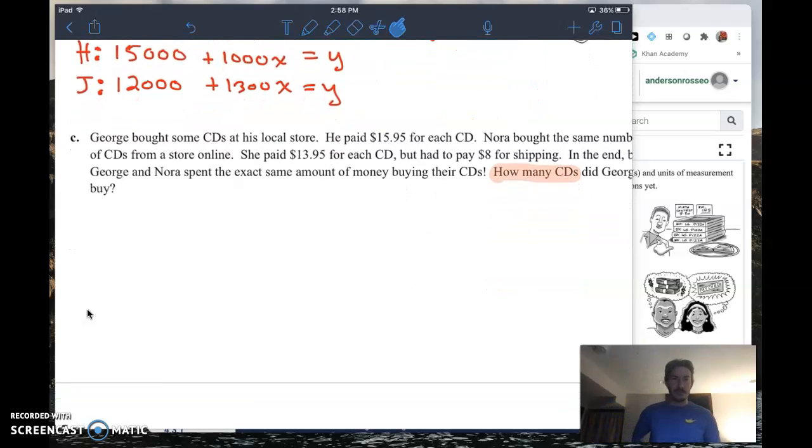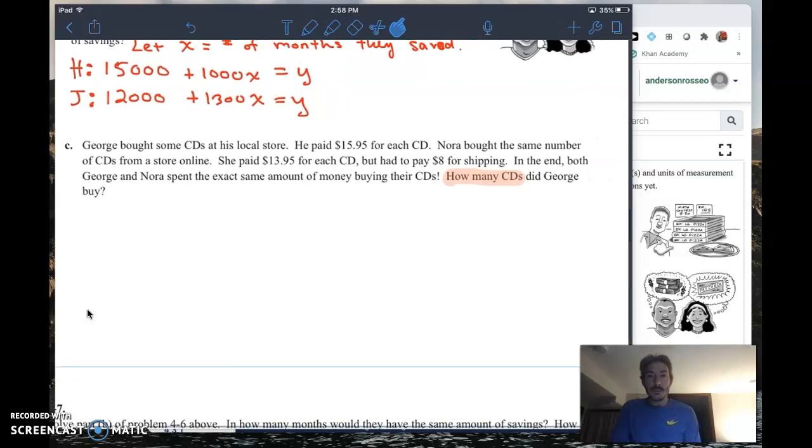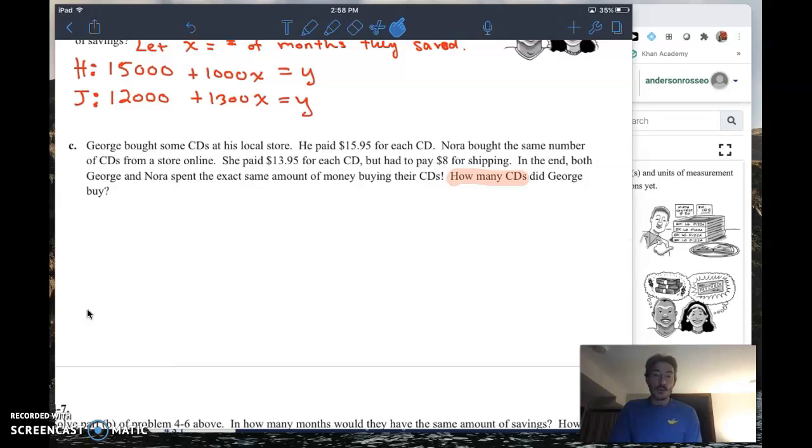George bought some CDs at his local store. He paid $15.95 for each CD. That's a rate. They're telling me each one costs $15.95. Nora bought the same number of CDs from the store online. She paid $13.95 for each CD, but had to pay $8 for shipping. In the end, both George and Nora paid the same amount of money for their CDs. How many CDs did George and Nora buy?